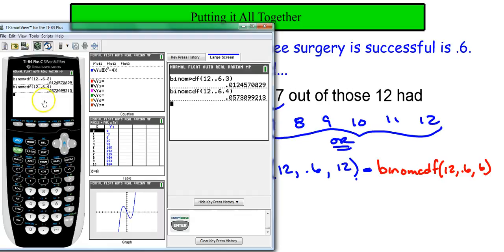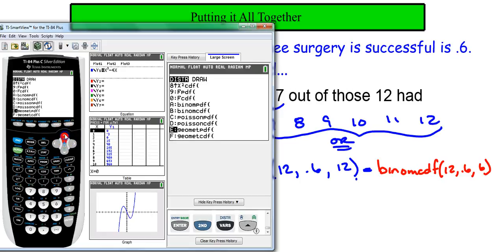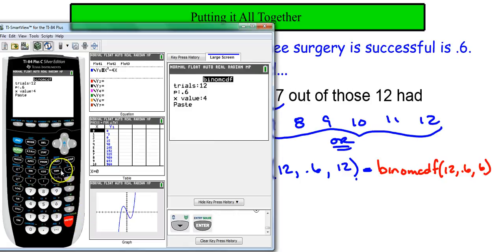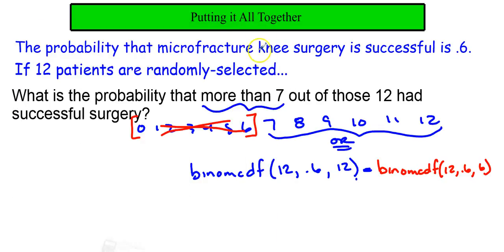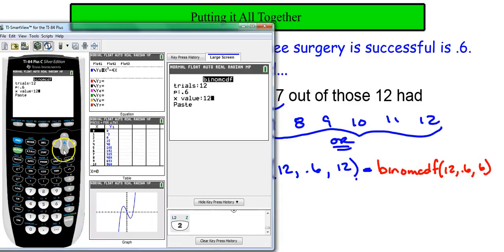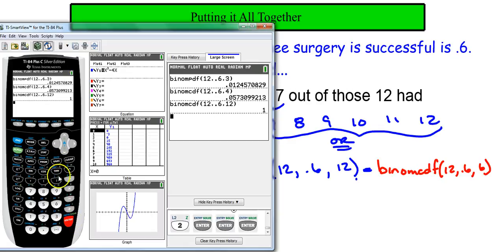So I go to my calculator. I go to my binomial distribution. We want the cumulative function, and we wanted to calculate up to 12. So that's the whole thing. So I've got 12, 0.6, and I want all 12 successes. You know what? This wasn't right. Yes, it was. We're good. So calculate all 12 successes. Press enter, get that probability. That's going to be 1.